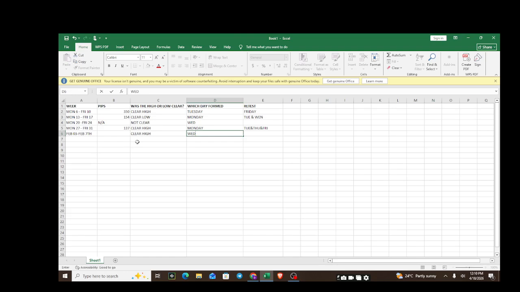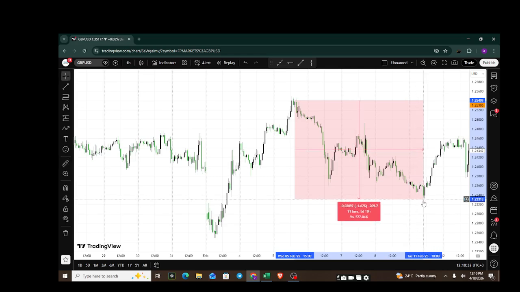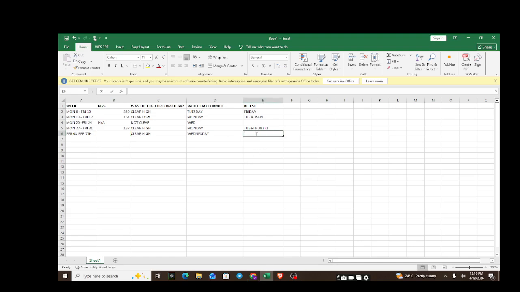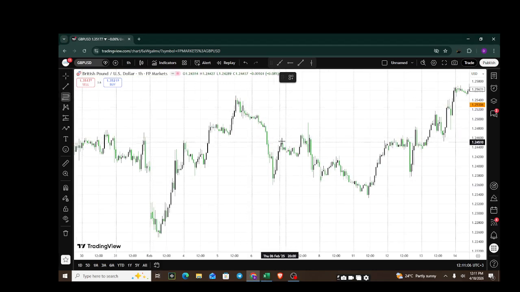Then Wednesday, so it was formed on Wednesday, and then how many pips did it go from that point onwards? We went around 209 pips with a retest on Friday. So Friday, we had 209 pips. So we had a retest on Friday, a very clean retest.